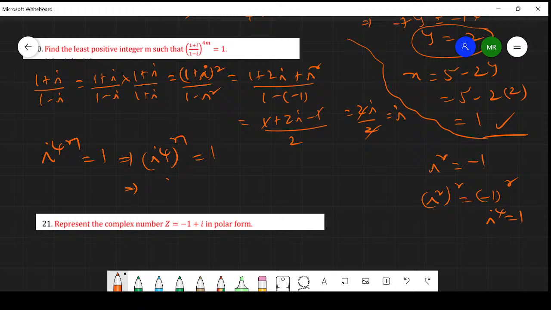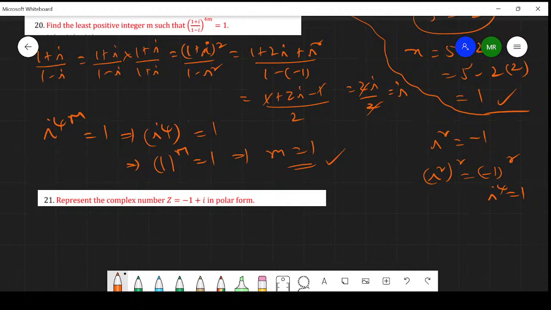Then i power 4 is equal to 1 means 1 power m is equal to 1. What is the least positive value of m then? M is equal to 1 only. From this I can write m is equal to 1. The conclusion: the least positive value of m is equal to 1. You can remember easily. The least positive value of m is equal to 1.